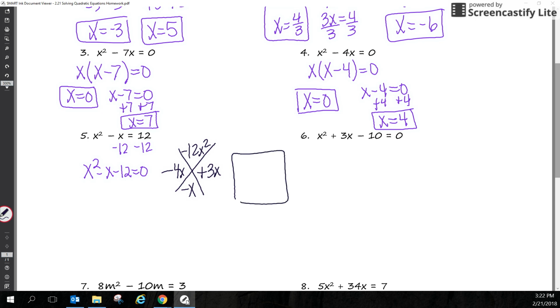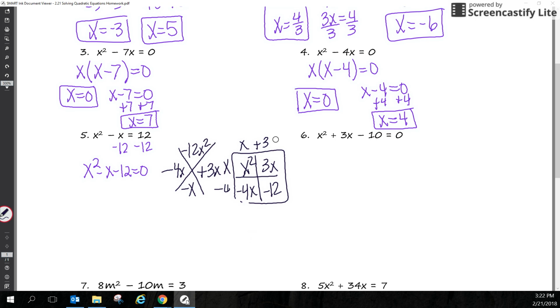Putting it in my box, I've got x squared, negative 12x, first term, first box, last term, last box, negative 4x, positive 3x. What's my greatest common factor between x squared and 3x? That would be x. x times x is x squared, x times 3 is 3x. x times negative 4 would be negative 4x.